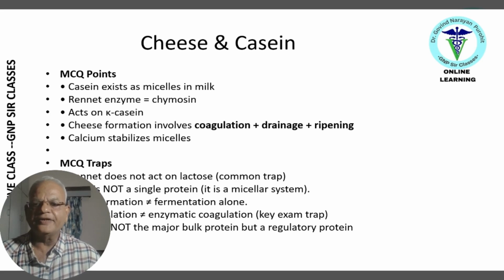Rennet does not act on lactose, a common trap. Casein is not a single protein, it is a micellar system. Cheese formation is not fermentation alone. Acid coagulation is not enzymatic coagulation. And K-casein is not the major bulk protein but a regulatory protein.